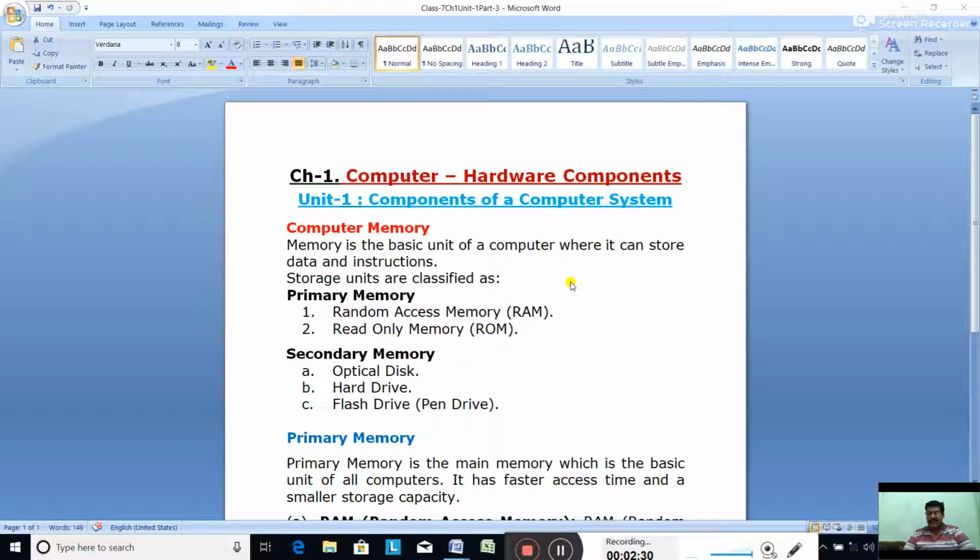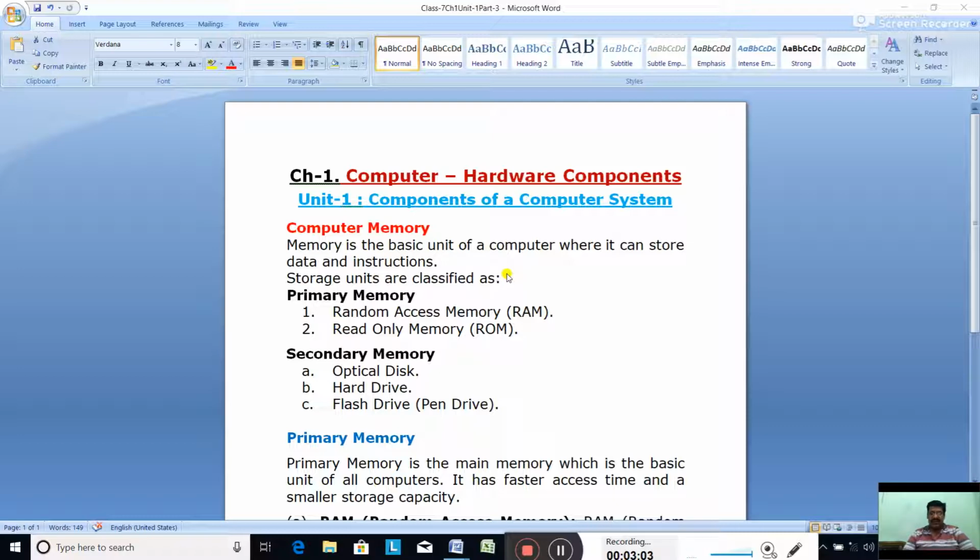Then comes 1 kilobyte. 1 kilobyte equals 1024 bytes. Then comes MB, 1 megabyte equals 1024 kilobytes. Then comes GB, 1 GB equals 1024 megabytes. Then we have terabyte, 1 TB equals 1024 gigabytes. Then we have petabyte, exabyte and zettabyte. So memory is the basic unit of a computer where it can store data and instructions.